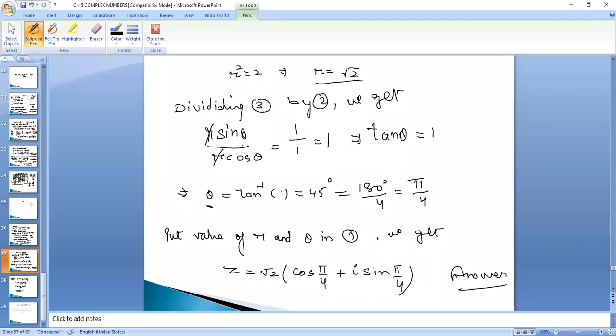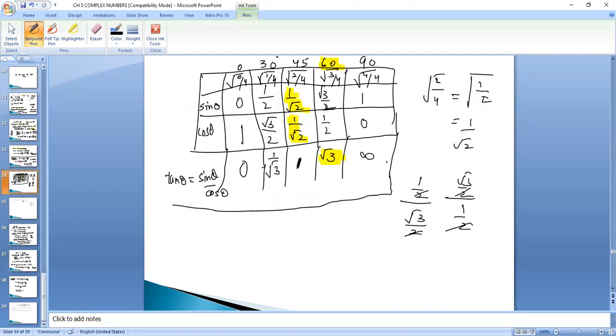Now we will be dividing the sin theta and cos theta terms. So R sin theta upon R cos theta. Put the value of R sin theta, which is 1. Put the value of R cos theta, which is 1. So R cancels. Sin theta upon cos theta is equal to tan theta, which is 1. So theta will be given by tan inverse 1. That means for what value of theta, tan theta is 1.